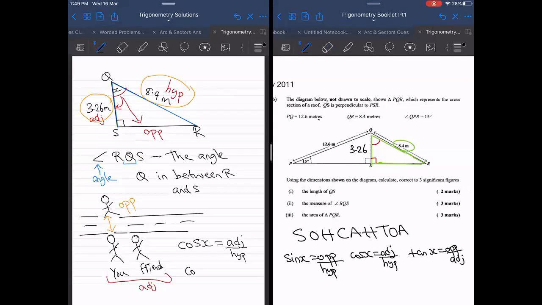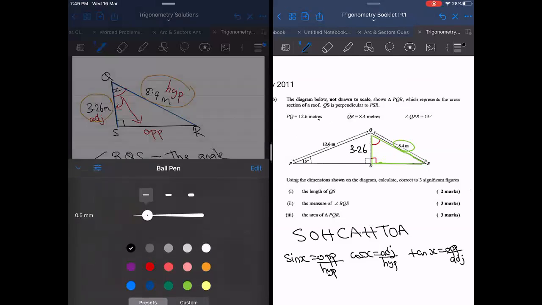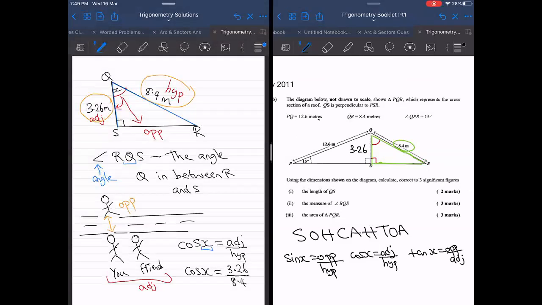So yes, we would use cos in this case, which would be 3.26 over 8.4. Now I have to leave the angle as X. The last time we used the angle as 15, but that's because we knew it was 15. Now we don't know the angle, so I'm just calling the angle X since that's what I'm solving for.